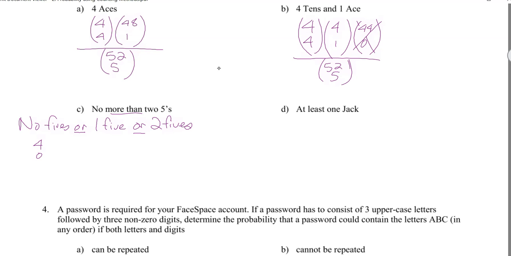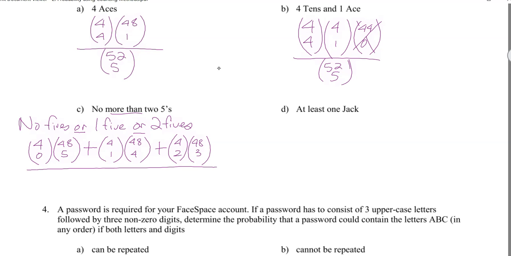No 5s. There are 4 5s. I want none of them. There are 48 other cards. I want 5 of them. Or, there are 4 5s. I want 1 of them. There are 48 other cards. I need 4 of them. Or, sorry, there are 4 5s. I want 2 of them. There are 48 other cards. I want 3 of them. Over 52 choose 5. Okay, so no 5s, or 1 5, or 2 5s.